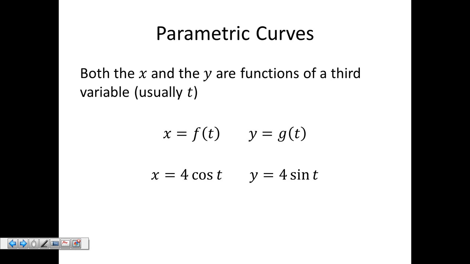So this is a great way to take a circle and write it as a function. A circle cannot be a function because it doesn't pass the vertical line test. But these two parametric equations are both functions. So we get to do some things with them when we write like this that we could not do otherwise.